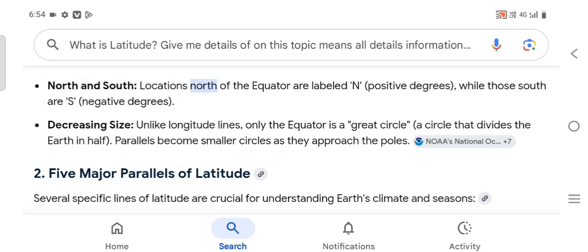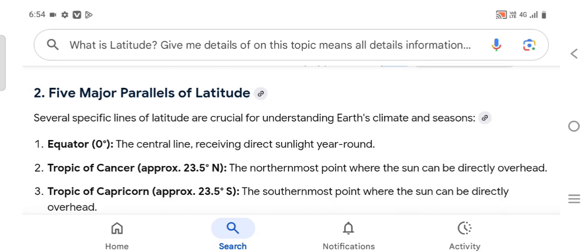4. North and South. Locations north of the equator are labeled N, positive degrees, while those south are S, negative degrees. 5. Decreasing size. Unlike longitude lines, only the equator is a great circle, a circle that divides the Earth in half. Parallels become smaller circles as they approach the poles.